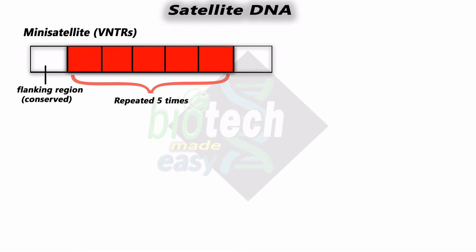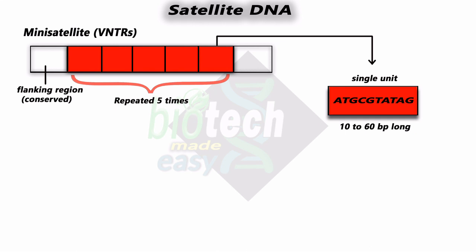On both sides of the repeat, you can see the flanking regions, which are conserved regions in minisatellite. If you see the enlarged view of a single unit, you will find a DNA motif of 10 base pairs: AT, GC, GT, AT, AG. That means these 10 base pairs would be repeated 5 times according to this figure. However, this motif can be 10 to 60 base pairs long. And these blocks are interspersed throughout the genome hundreds of times. And the pattern or the motif of repeat may also be different in different individuals.